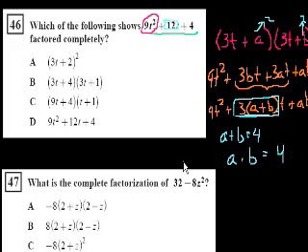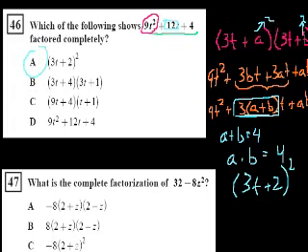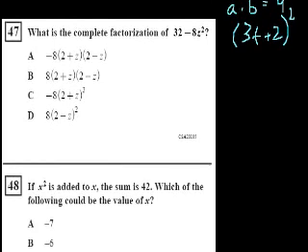So if I were to factor this completely, I get 3t plus 2 squared, essentially, because both of these terms are the same thing. And that's choice A. A faster way, frankly, might have just been to multiply this out and say, oh, that's the same thing. Anyway, next problem.